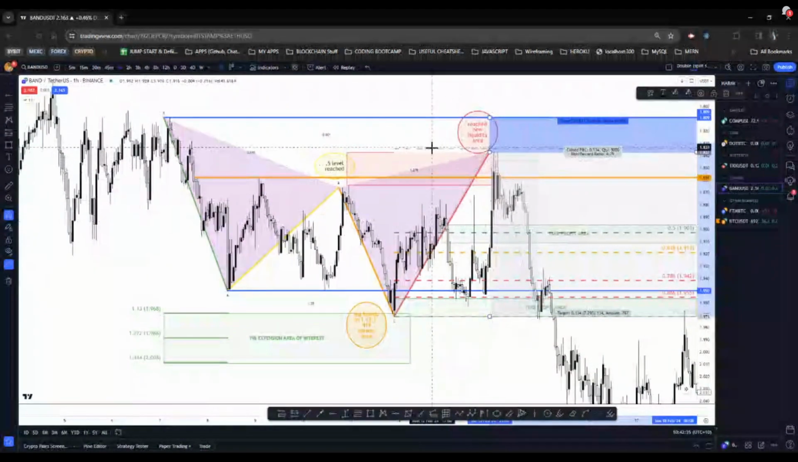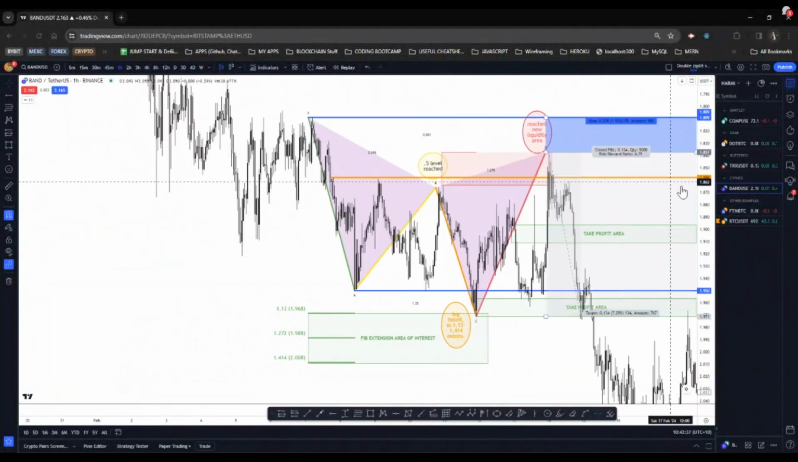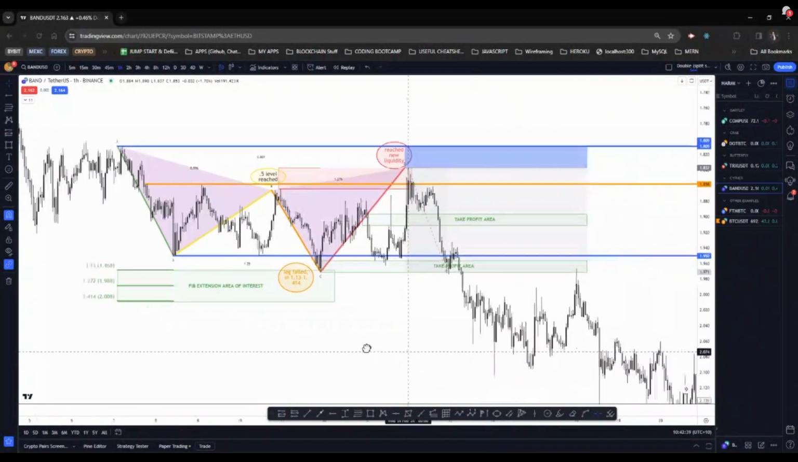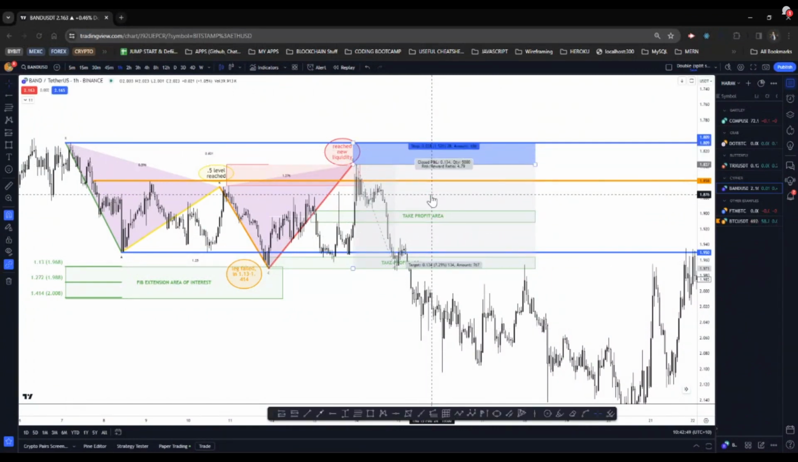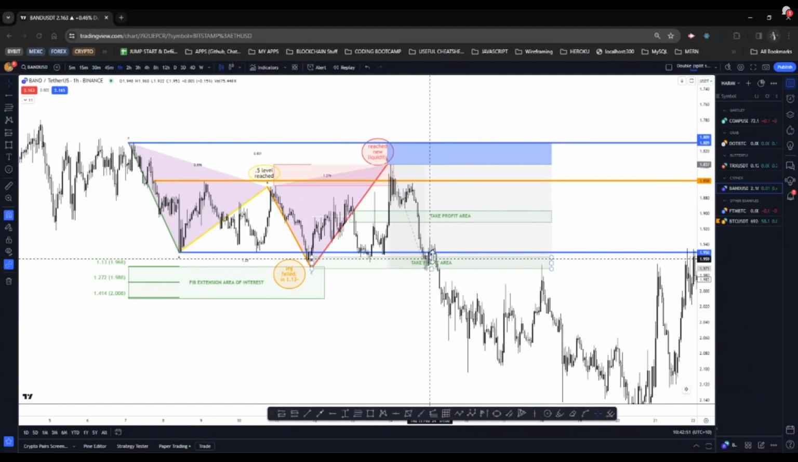But if you can, you've probably heard this before, let your winners run. You can always take partials. You don't have to exit the whole position, especially in crypto. You can take your partials out. You can close 25%, 25% if you want. Don't feel like you have to exit the position all at once.